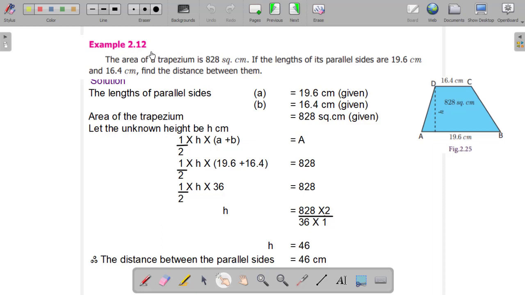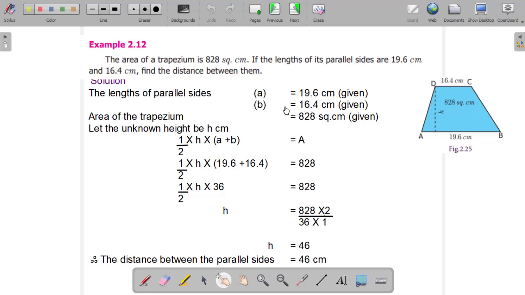Example 2.12. The area of a trapezium is 828 square centimeter. If the lengths of its parallel sides are 19.6 centimeter and 16.4 centimeter, find the distance between them. So here one of the three basic values is missing. What is missing here? Height is missing. The lengths of the parallel sides are given: 19.6 centimeter and 16.4 centimeter. Then the area is also given.